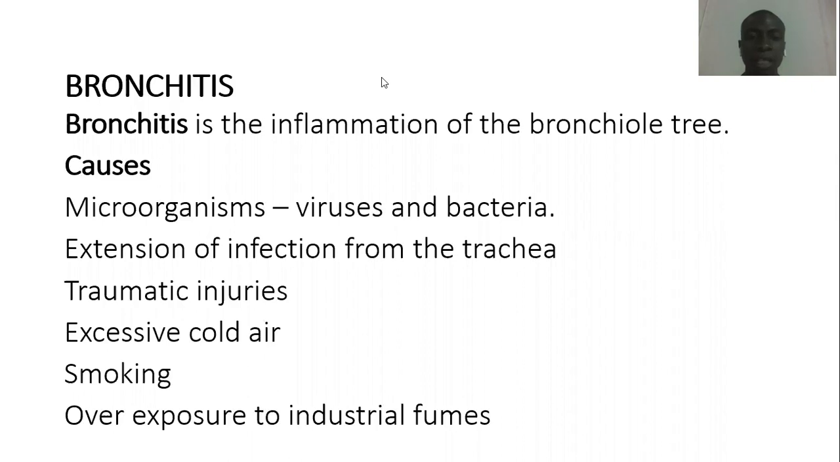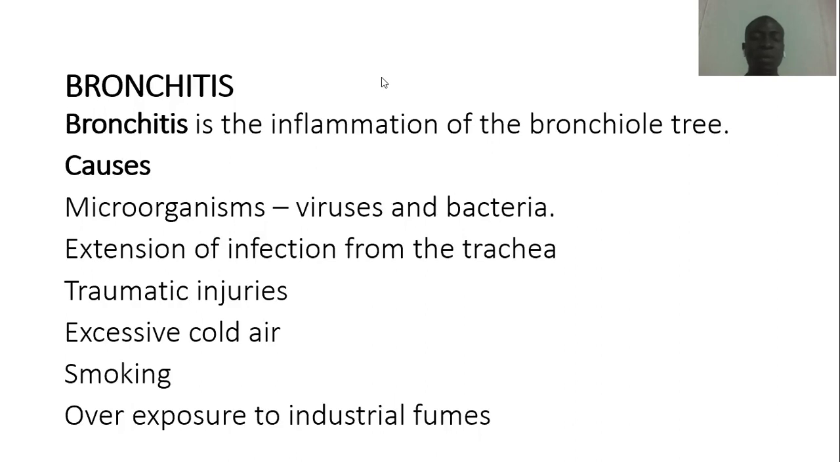So that is bronchitis. What is bronchitis? Bronchitis is just inflammation of the bronchi tree. The inflammation of the bronchi tree is called bronchitis, and there are various agents and organisms which cause inflammation of the bronchi.